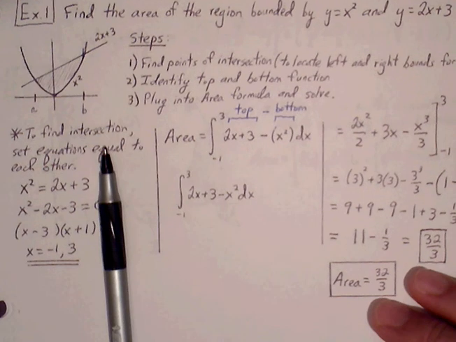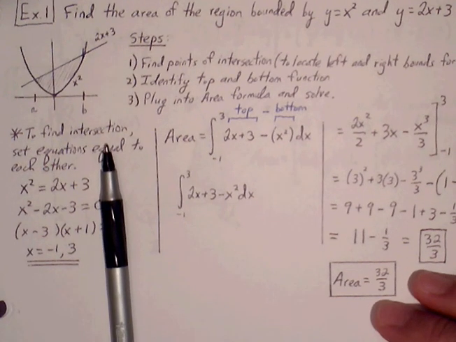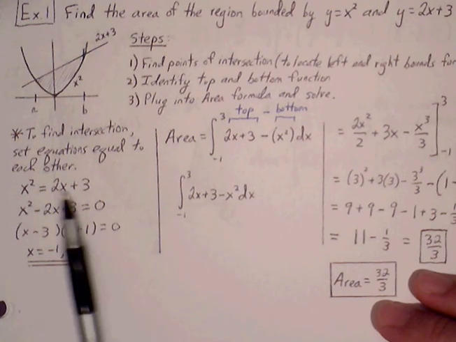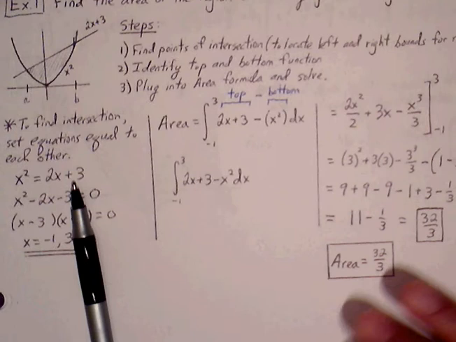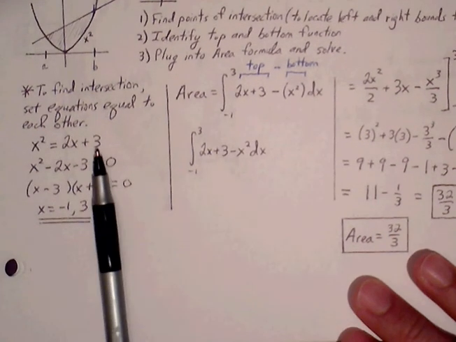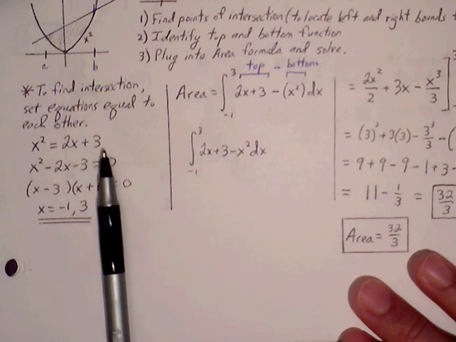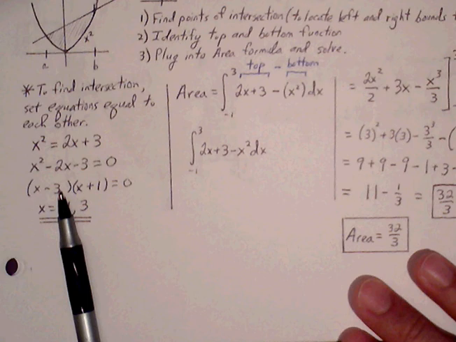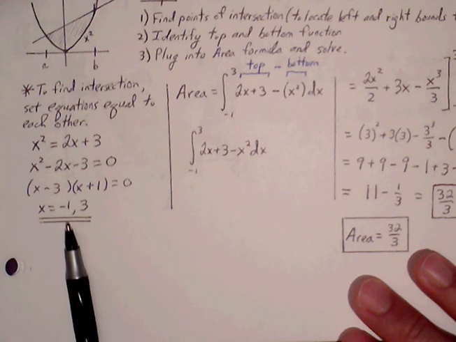All right, so first step, we're going to find our intersection. So we set the equations equal to each other. We have 2x plus 3, we have x squared. So we set the parabola equation equal to our linear equation. And from here, we can go through factoring steps. So we bring everything over to one side, set equal to 0, factor this to be x minus 3, x plus 1, and this solves to be x equals negative 1 and 3.